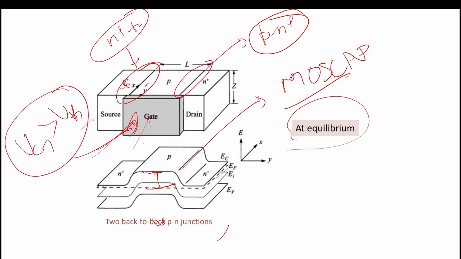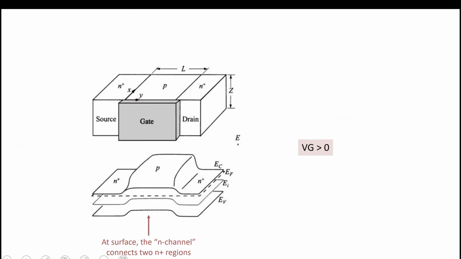So at steady state or equilibrium, when we apply the gate voltage, the conduction band will move down, and the gap between the Fermi level and the conduction band will decrease. So there will be electrons at this point. So what will happen? Vg is greater than 0, and we have applied a positive voltage at the gate.